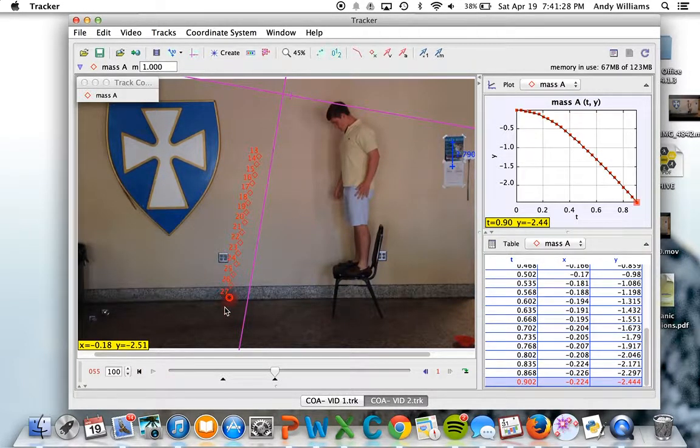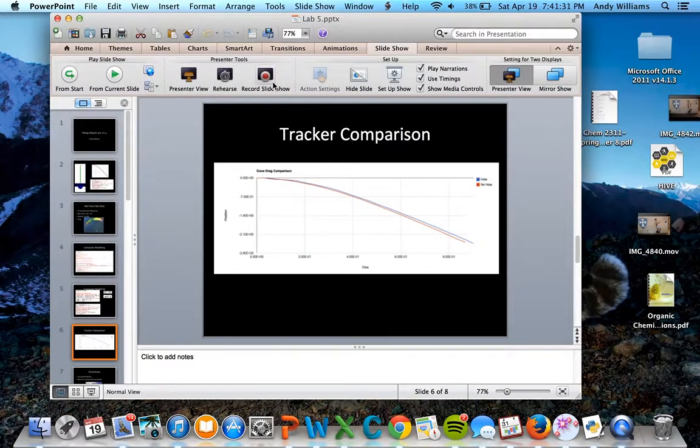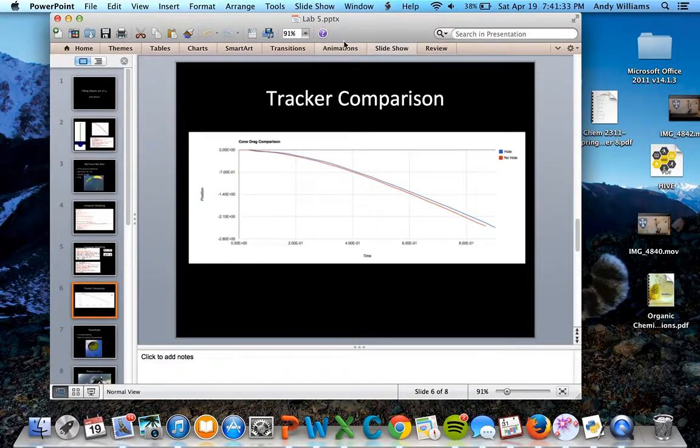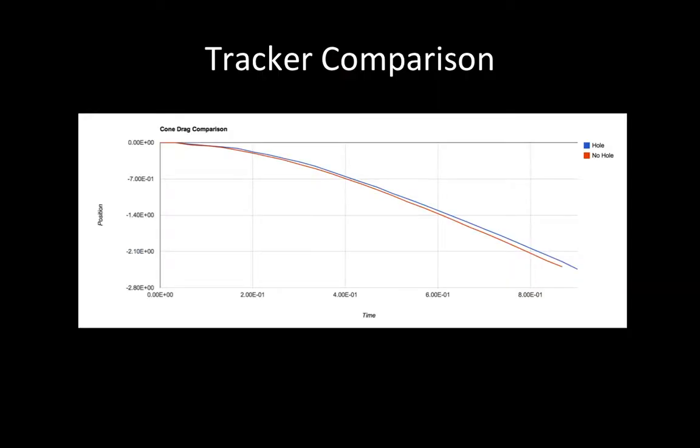Alright, so it falls pretty much the same way. So let's go back and look at the comparison on the graph. Now, as you can see, they start from the same place, but end up in a little bit different positions. The blue line here is actually the cone with the hole in the top, and the red line is the cone with no hole. Now, this is surprising because the cone with the hole actually fell for a longer time before it hit the ground. So this means it was actually going slower, which is counterintuitive because it has a hole in the top of the cone. So we can examine some of the reasons for that.